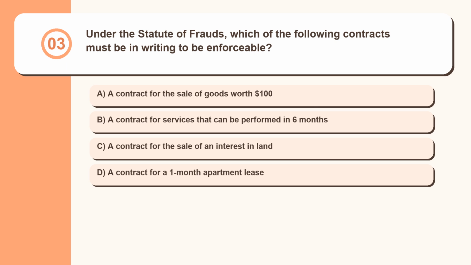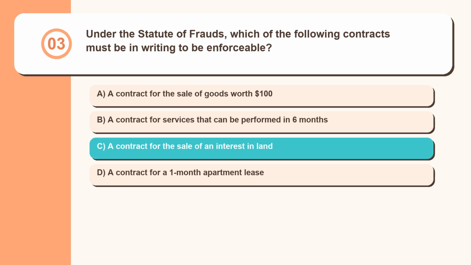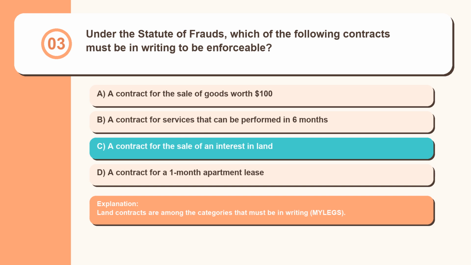Question 3. Under the Statute of Frauds, which of the following contracts must be in writing to be enforceable? A contract for the sale of goods worth $100. A contract for services that can be performed in 6 months. A contract for the sale of an interest in land. A contract for a 1-month apartment lease. Land contracts are among the categories that must be in writing.